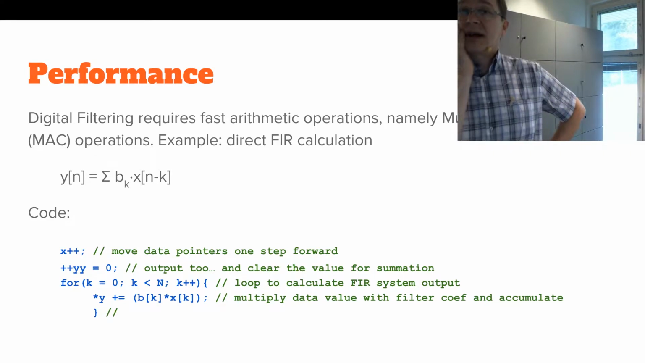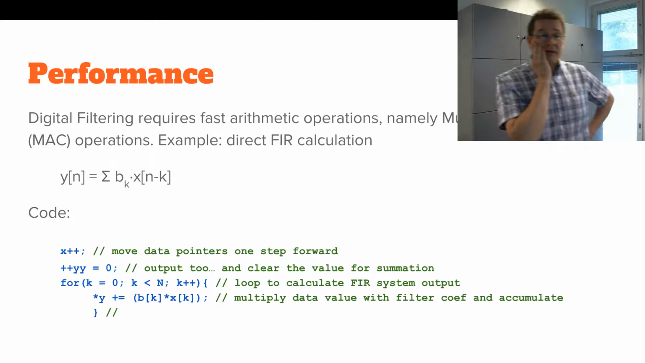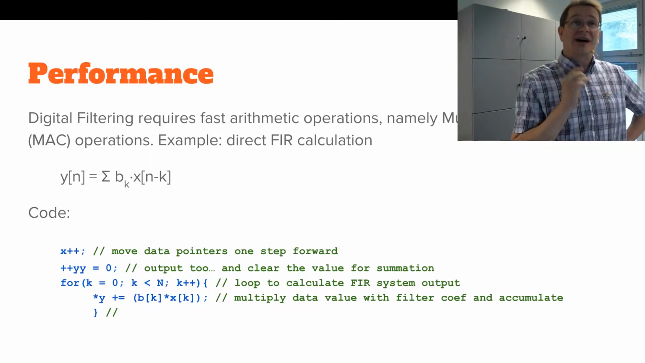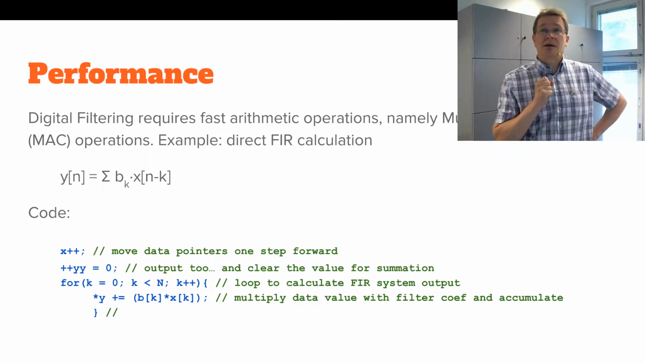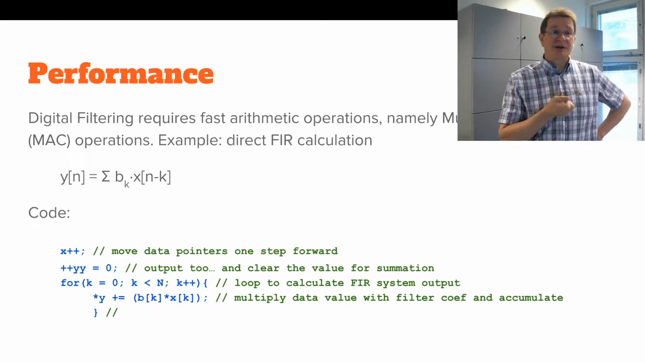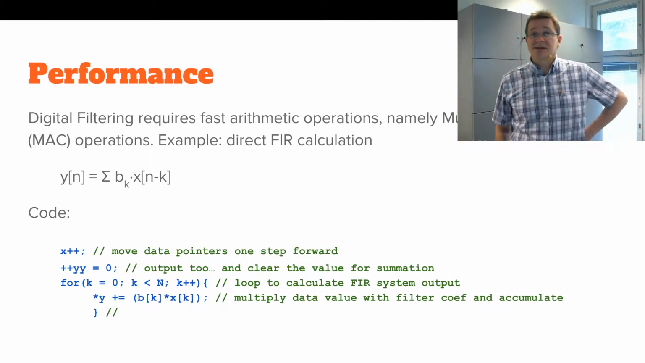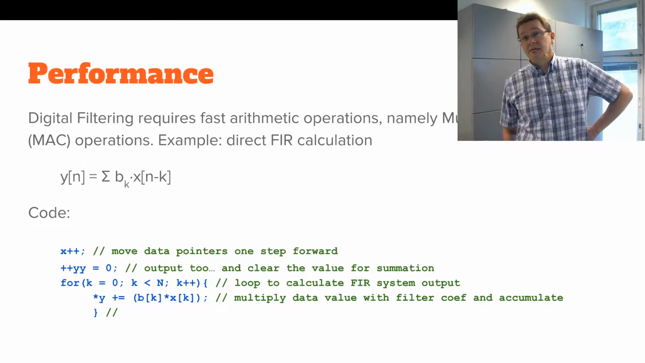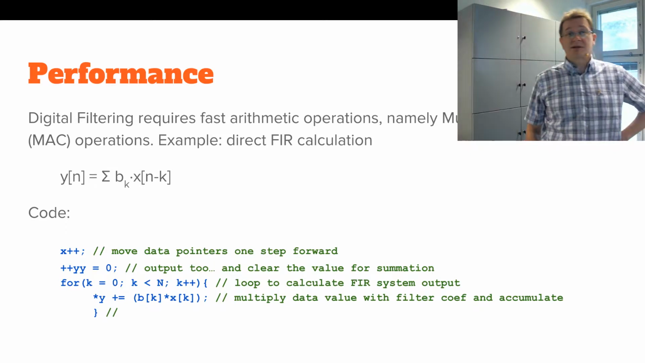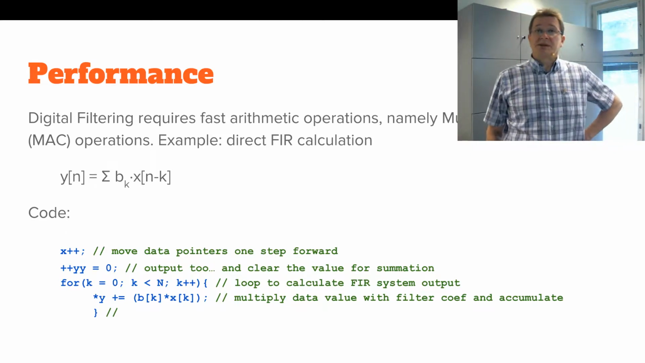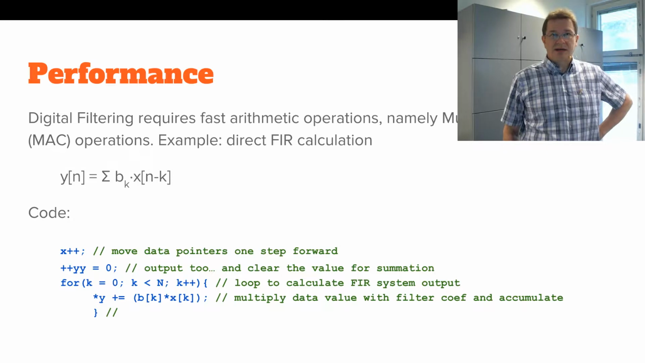Anyways, one issue with the smaller devices is about performance and how the device can manage to do all the stuff it's designed to do. Basically any digital filter implementation requires a lot of multiply and accumulate operations. For example, if you have a direct form FIR calculation, it's basically just a sum of the impulse response points times the data vector.